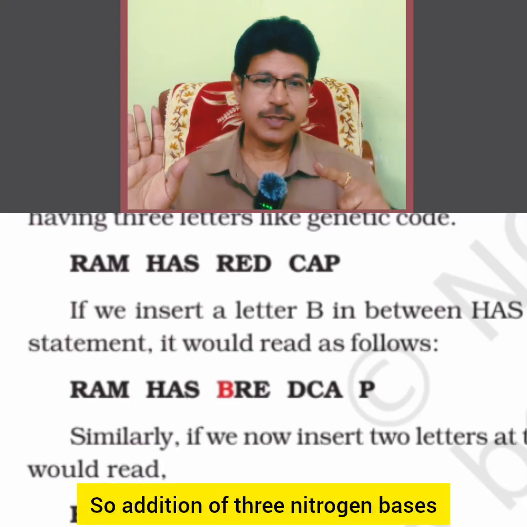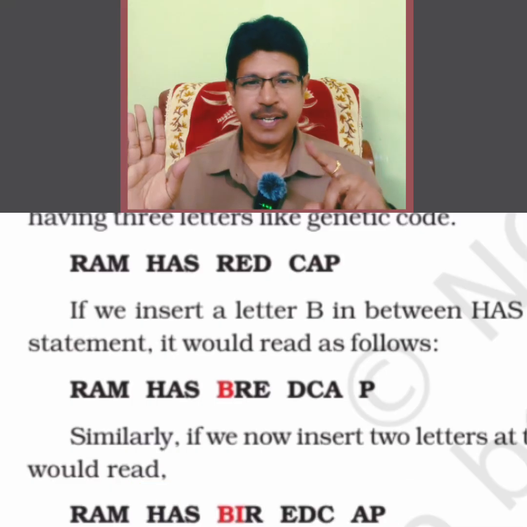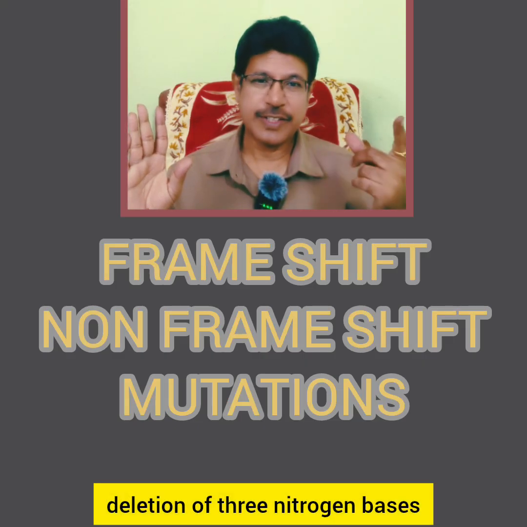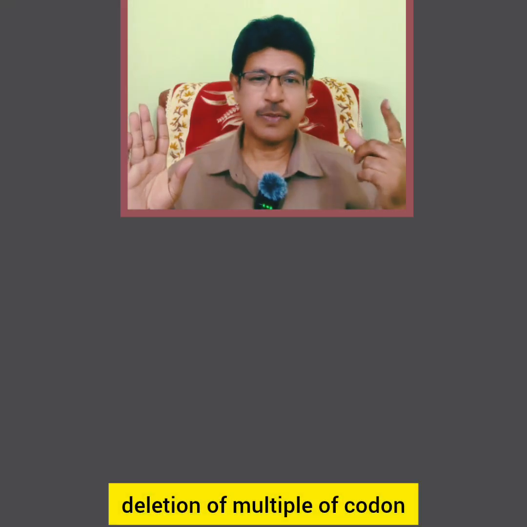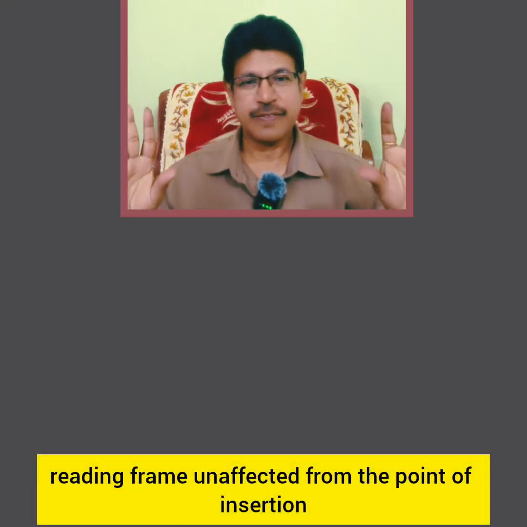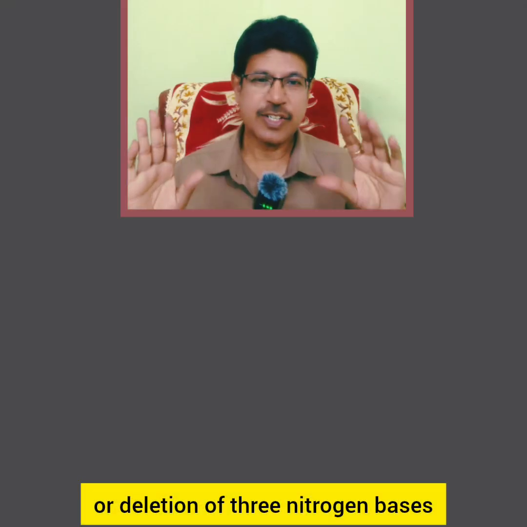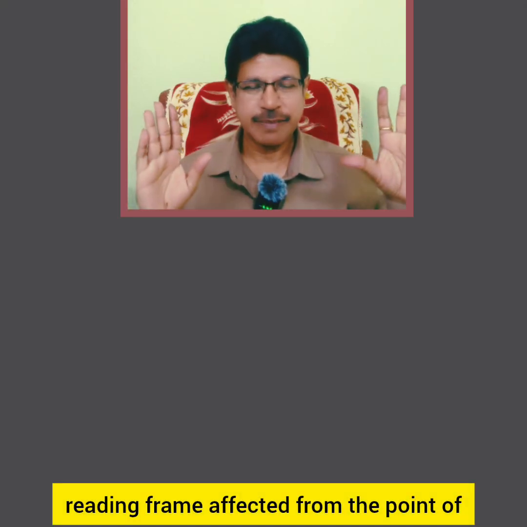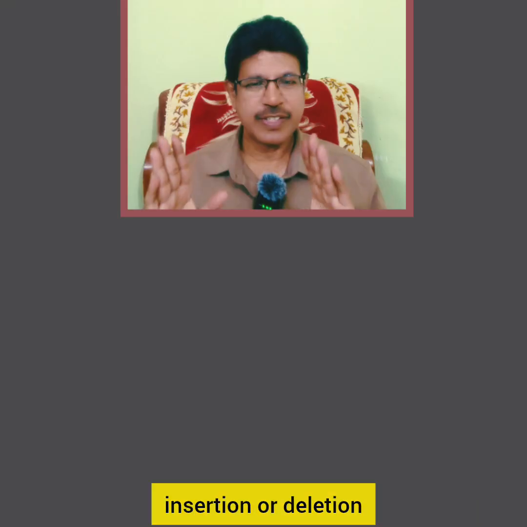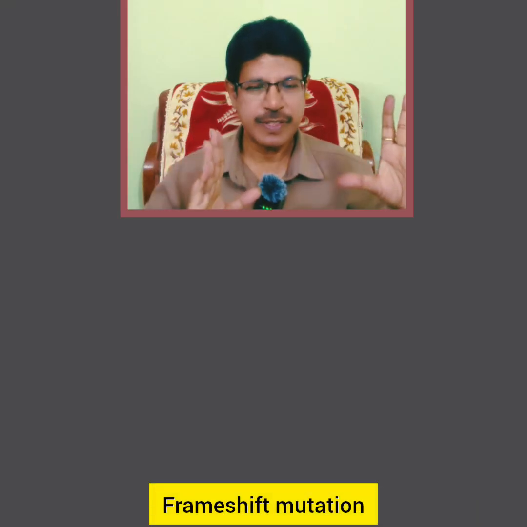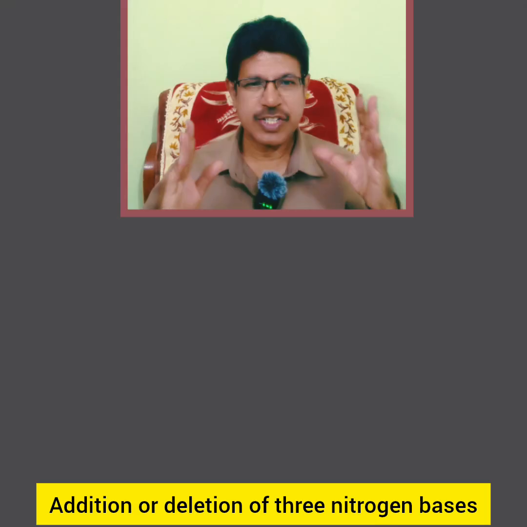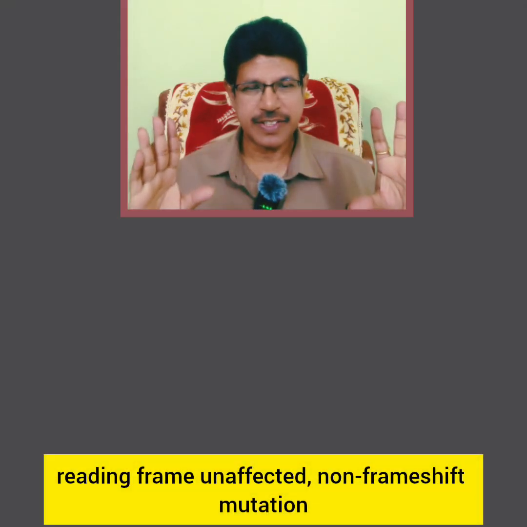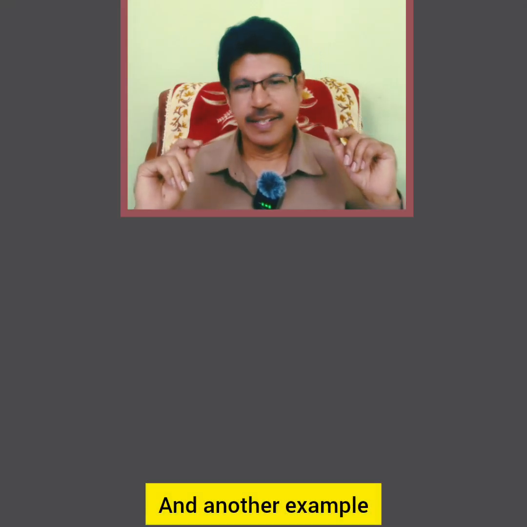So addition of 3 nitrogen bases, or addition of 1 codon or a multiple of codon, or deletion of 3 nitrogen bases or a multiple of codon, leaves the reading frame unaffected from the point of insertion or deletion. Addition or deletion of 1 or 2 nitrogen bases affects the reading frame from the point of insertion or deletion. What do you call it? Frame shift mutation. Addition or deletion of 3 nitrogen bases, reading frame unaffected: non-frame shift mutation. Next, another example.